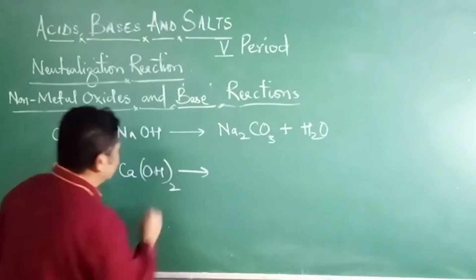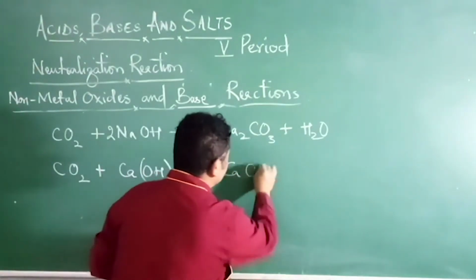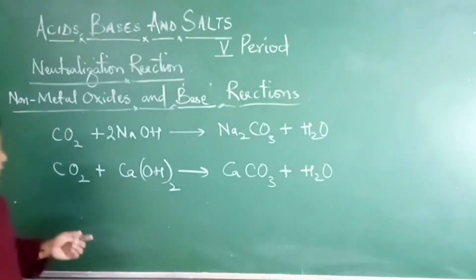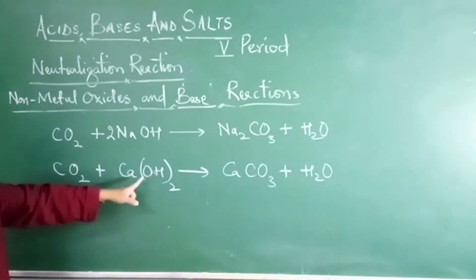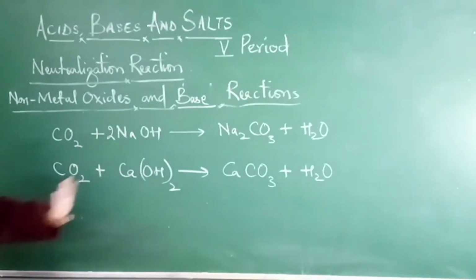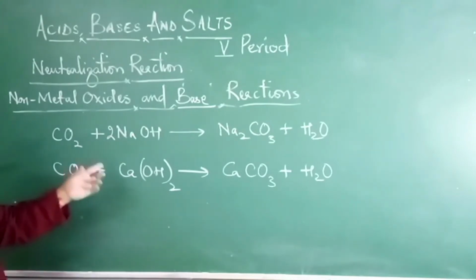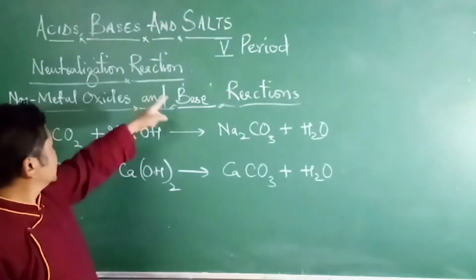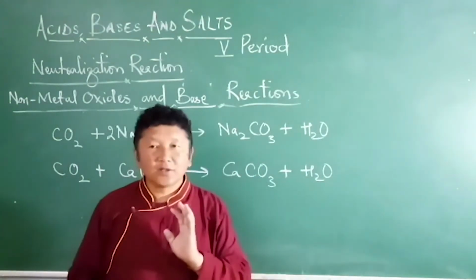Similarly, non-metal oxide reacts with, say, calcium hydroxide. Calcium hydroxide in the reaction gives calcium carbonate and water. Check the hydrogen, oxygen, carbon, calcium. The equation is completely balanced. Non-metal oxides react with a base like calcium hydroxide to form calcium carbonate and water.